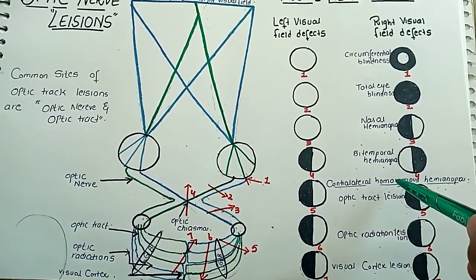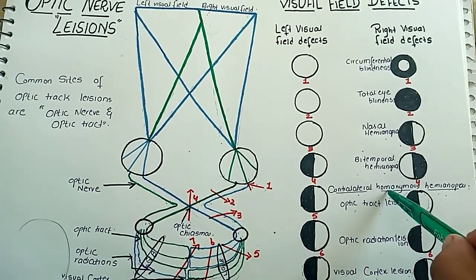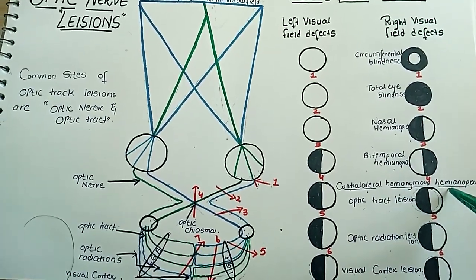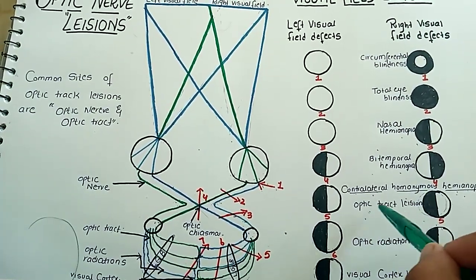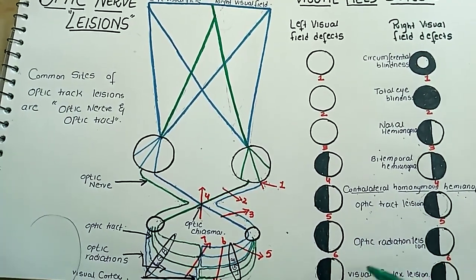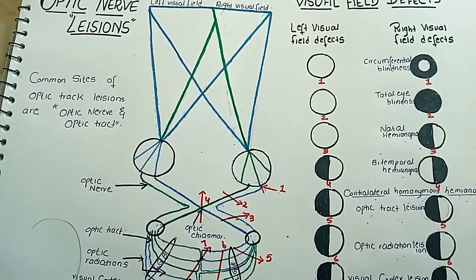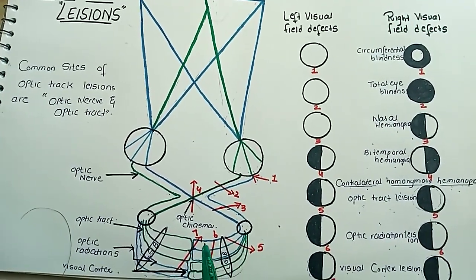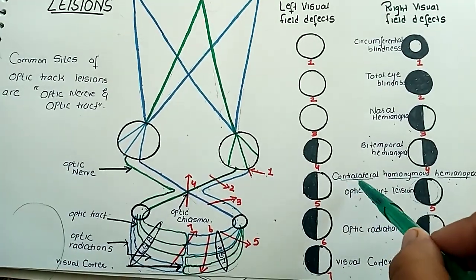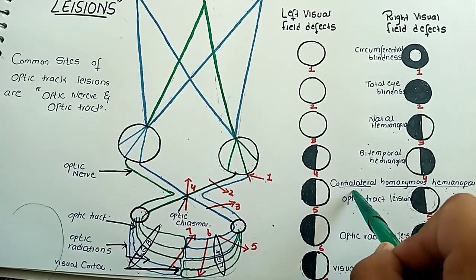I will firstly explain what is the homonymous hemianopia. It means that if a lesion of one side of the optic tract, optic radiation or the visual cortex occurs, then this lesion would produce the same hemianopia for both eyes. And what is the contralateral? It means the opposite side.